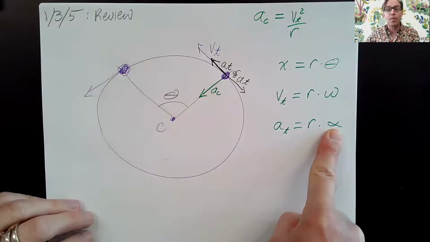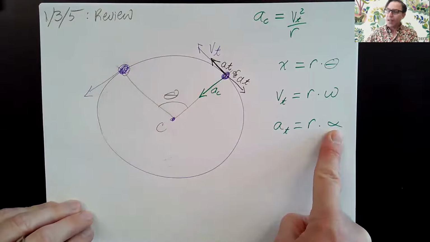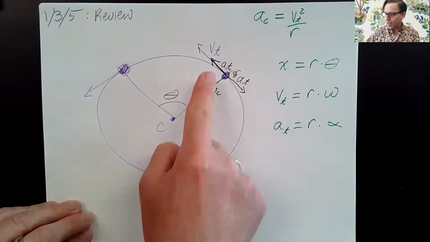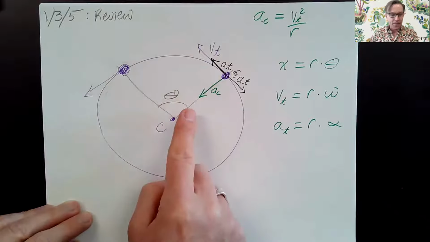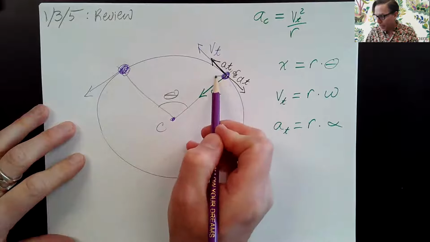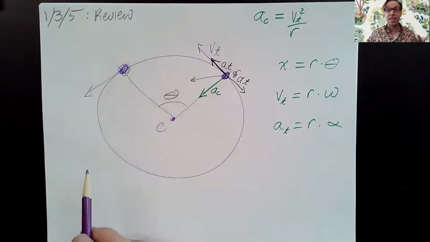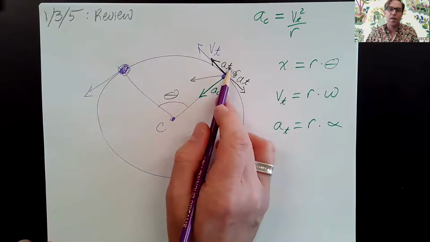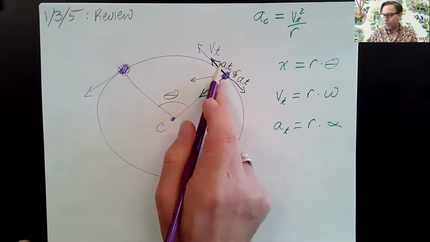Now, sometimes a problem will ask you to find the total acceleration, and that total acceleration is the sum of these two, a sub c and a sub t. I could add them as vectors, and their sum would be this. I'm not going to label that a sub t for total because, oops, I've already got a t. But this would be the total acceleration, the vector sum of these two.